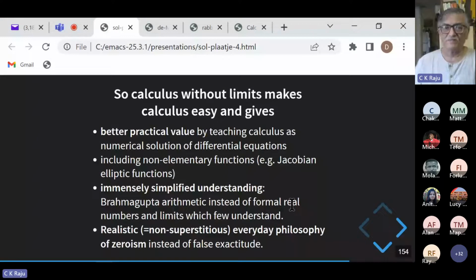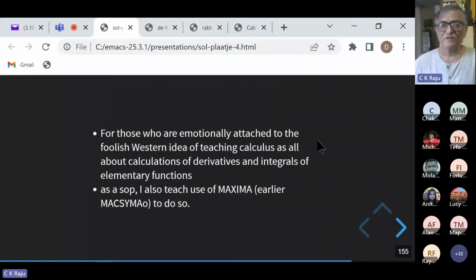So calculus without limits makes it easy, and gives better practical value through numerical solution of differential equations, which includes non-elementary functions. It's an immensely simplified understanding using Brahmagupta arithmetic or non-Archimedean arithmetic instead of formal real numbers. It is realistic. It is an everyday philosophy of zeroism instead of a false claim of exactitude. All right. So for those who are emotionally attached to the foolish Western idea of teaching calculus as about calculations of derivatives and integrals, as a sop, I teach maxima.